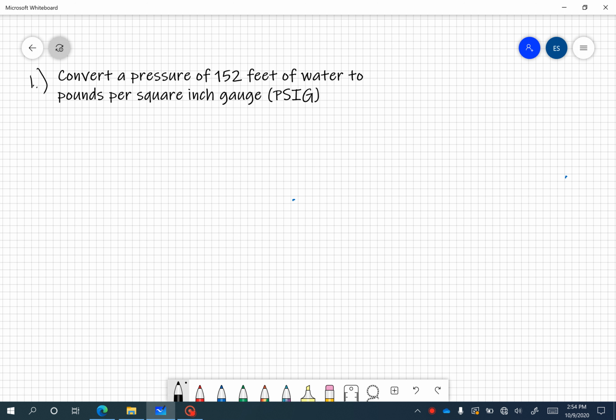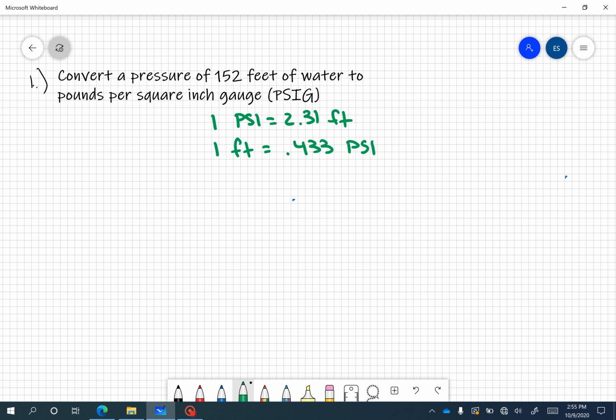So there are two different ways to do this. There are two different conversions for feet of head to PSI and vice versa. We can either say that 1 PSI equals 2.31 feet of water, or we can say that 1 foot of water equals 0.433 PSI. And either one will work.